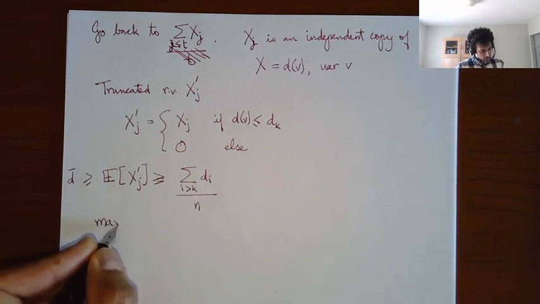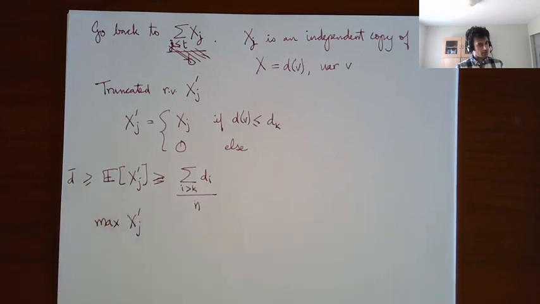What is the maximum value that x_j prime can take?